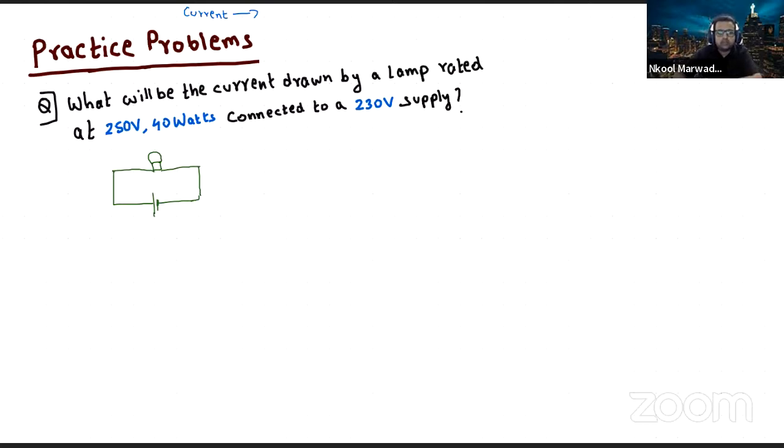This is a DC circuit, 230 volt, and I have a bulb. Now this bulb is 40 watts. And what I have to find in this question is the current.